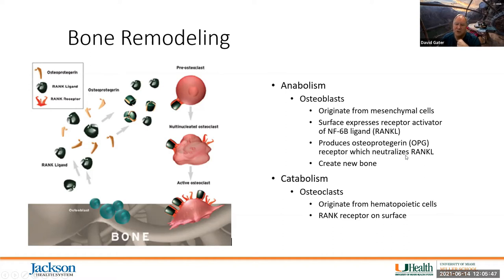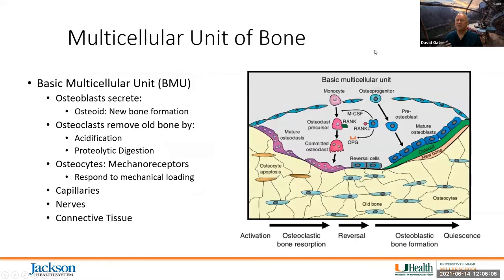On the other hand, if you don't have a significant amount of osteoprotegerin, basically then the RANK receptors on the osteoclasts are activated, and you see an increase in osteoclastic activity. So we realize that bone has multicellular units. The basic multicellular unit, BMU, is comprised of osteoblasts, which secrete osteoid, and therefore you have the new bone formation. The BMU also includes the osteoclasts. Those remove the old bone through a process of acidification and proteolytic digestion.